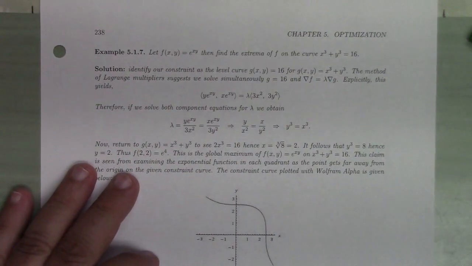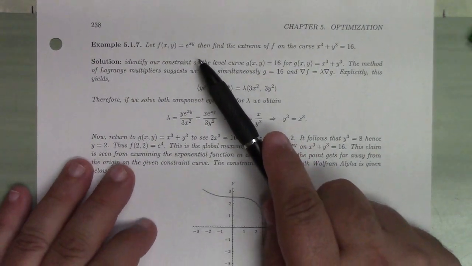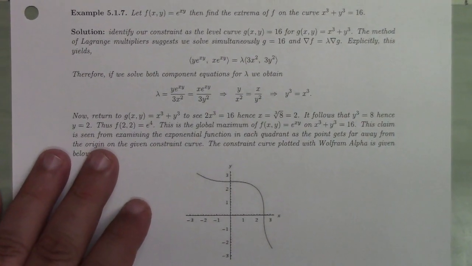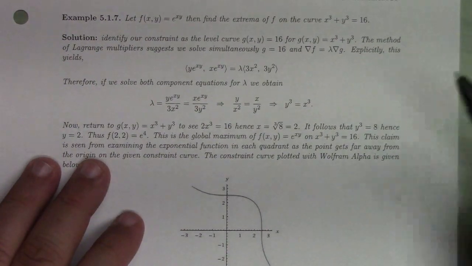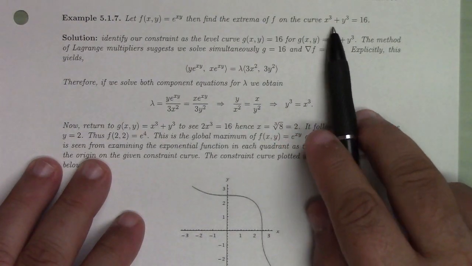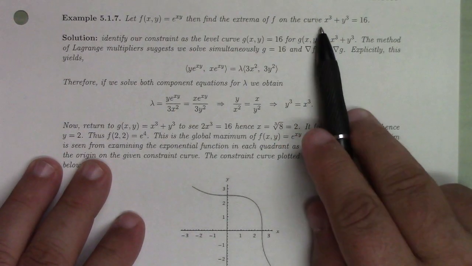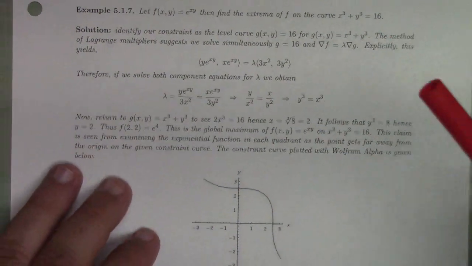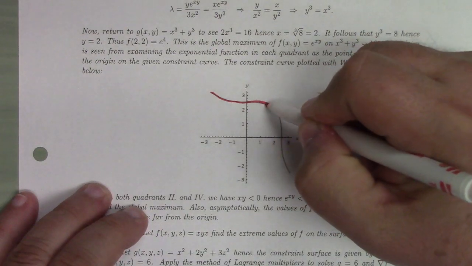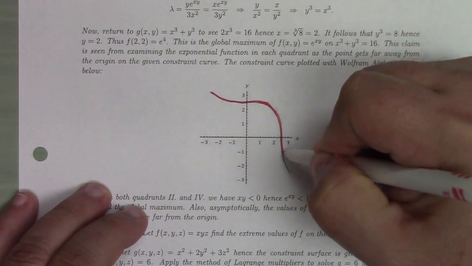All right. Another example. This time the objective function is f of (x, y) equals e to the xy, and I want to find the extrema of f on the curve x cubed plus y cubed equals 16. That's an interesting curve. It looks like this down here, actually. It is not compact, right? It goes on and on. It's kind of neat.